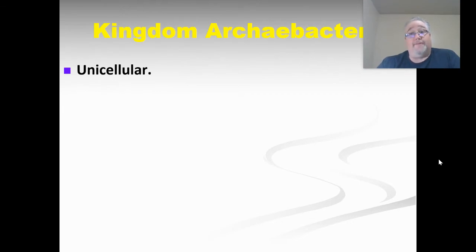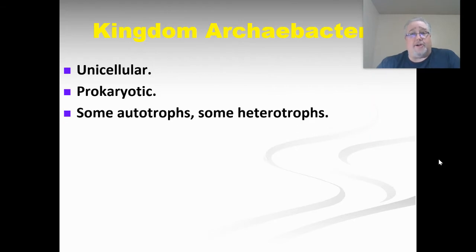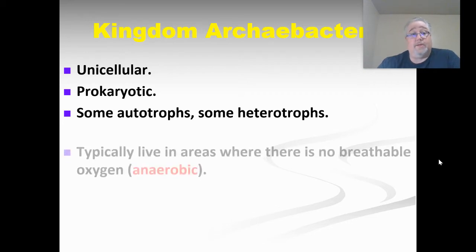Archaebacteria, this is one of the two kingdoms. Archaebacteria are unicellular, so one cell. They're also prokaryotic, which means that they're very simple cells. Some of them are autotrophic, so some of them can make their own food. Some of them are heterotrophic. They have to obtain their own food.